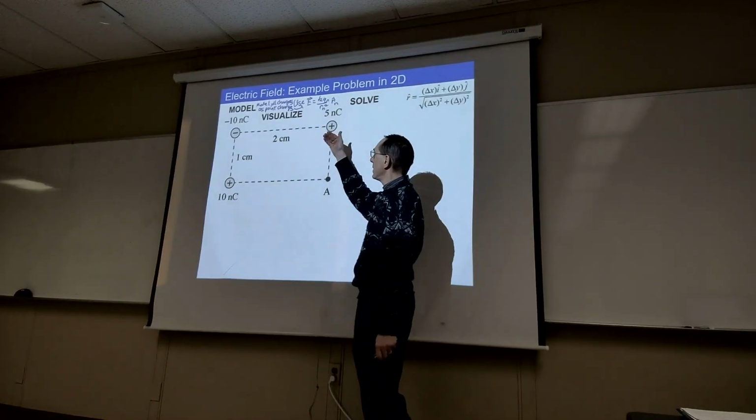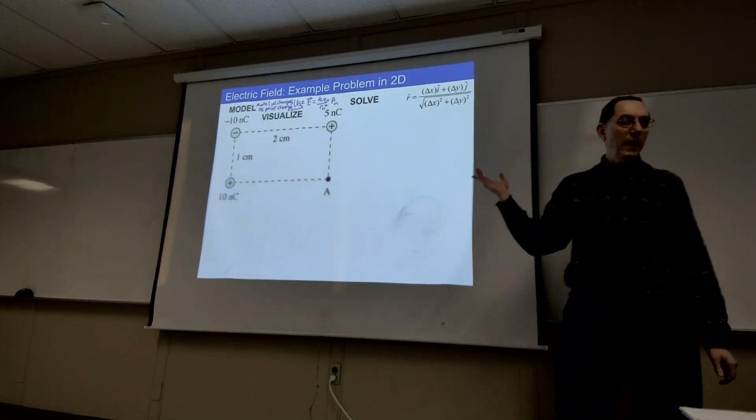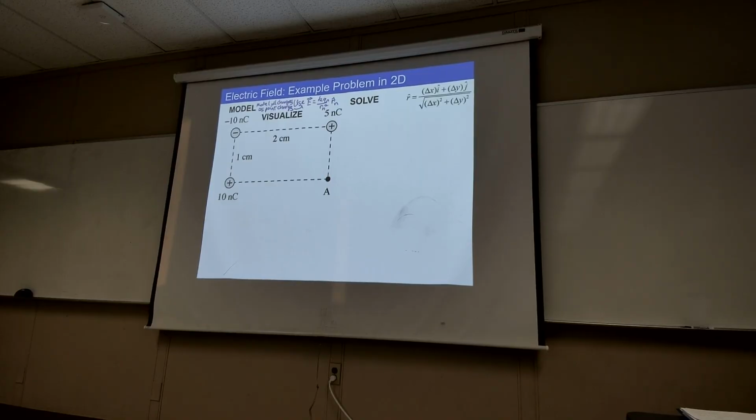All right, that's our model step. Visualization step. What should I add here? We already have the charges, of course. What should I add to the diagram?